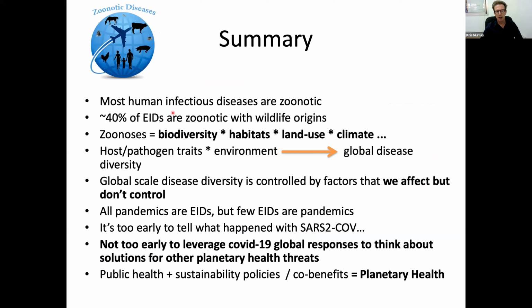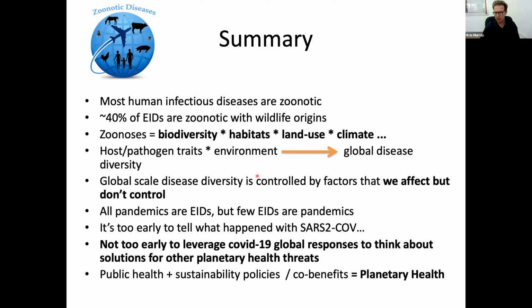So to summarize the key points that I want to get across: most human infectious diseases are zoonotic. That is actually both endemic and emerging diseases. Around 40% of emerging diseases are zoonotic, with wildlife origins specifically. The risk and richness of zoonoses are shaped by this interaction between biodiversity, habitats, land use, and climate. So this is natural and anthropogenic factors. The host and the pathogen traits combine with the environment and with those human, social, and socioeconomic factors to generate global disease diversity.